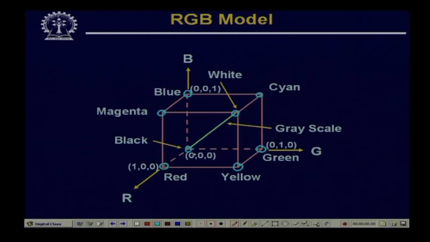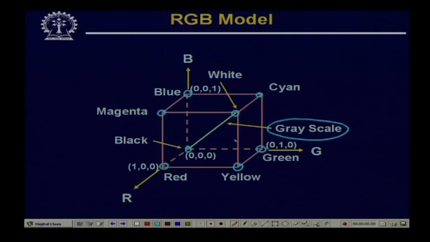And you find that if I join a straight line connecting the origin to this white point, this straight line represents a grayscale, and we also call it an intensity axis. So, as you move from the origin which is black to the furthest vertex in this cube which is white, what we generate is different intensity values. So, we also call it the intensity axis or grayscale axis.